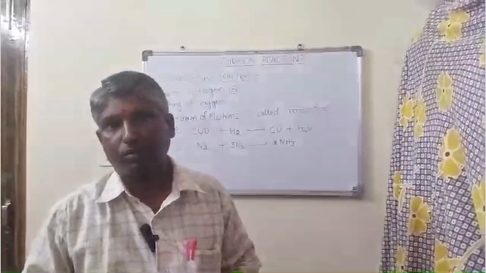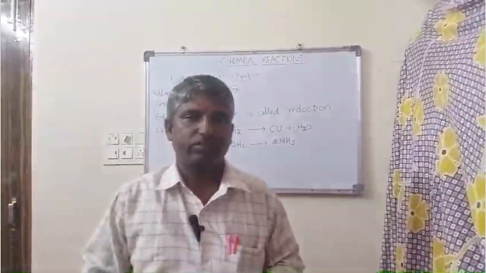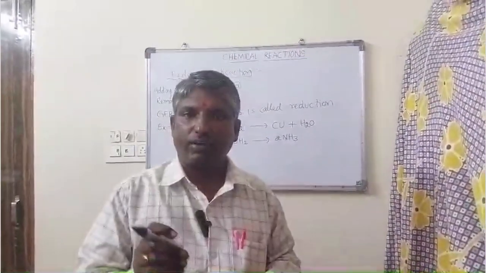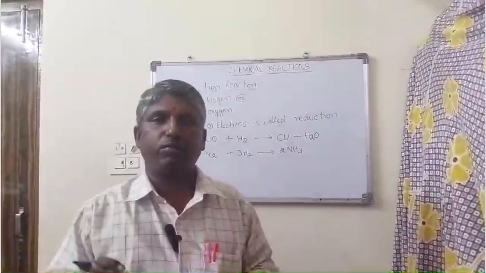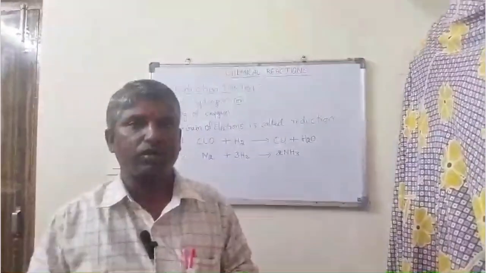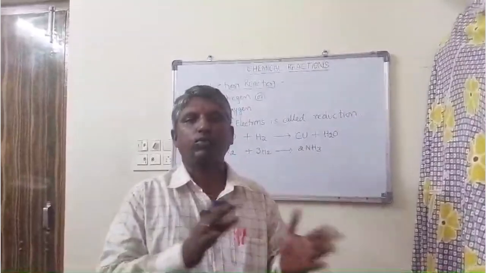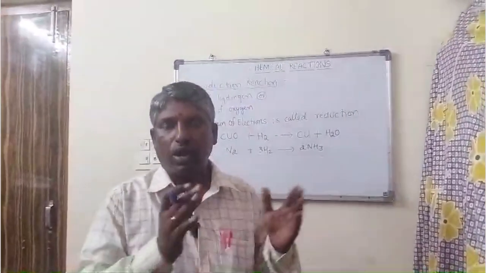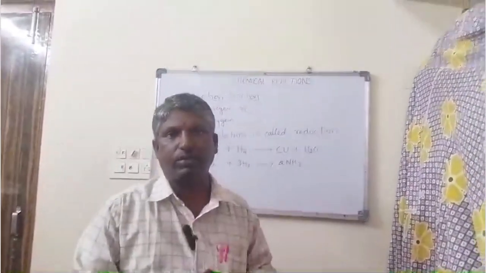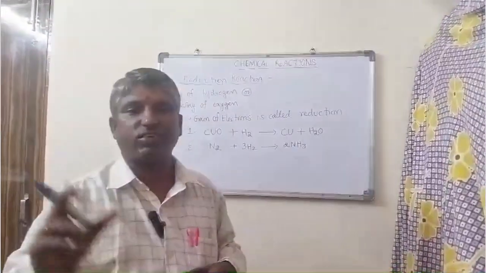Reduction reactions. Adding of hydrogen or removing of oxygen, such reactions are called reduction reactions. Reduction reaction is also defined based on electrons. Simply, gain of electrons is called reduction reaction. Oxidation and reduction are opposite reactions. Adding of oxygen, otherwise removing of hydrogen, is called oxidation. Adding of hydrogen or removing of oxygen is called reduction reaction.